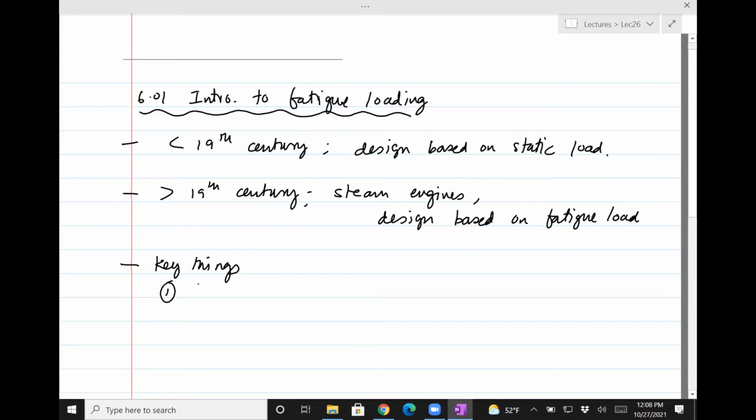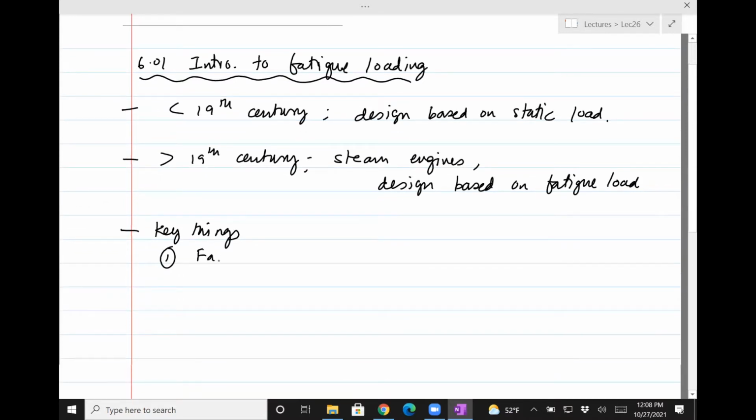One is failure stress is much lower than yield strength. So if the stress at failure is sigma when it's loaded with a static load, a constant force or constant stress, then if you now change the stress to be a pulsating stress, the failure will occur much before the yield strength.